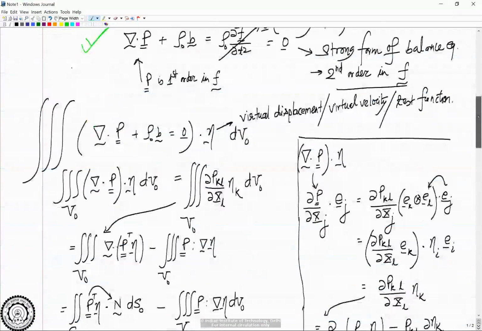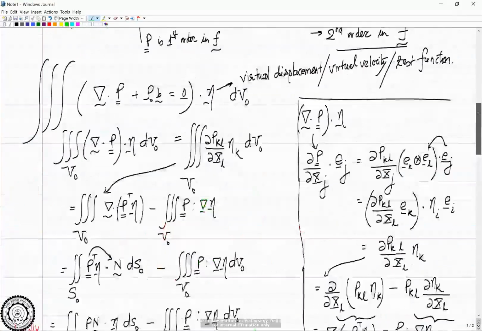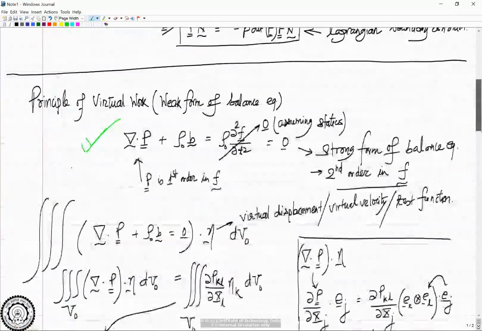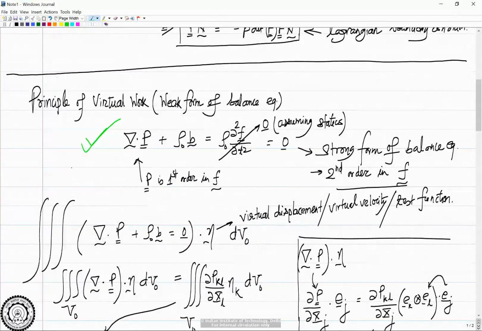Okay. So what is the motivation behind that? As I told you, we are going to derive what is called the principle of virtual work, or the weak form of balance equation. And why do we derive it? Because this is what is used in the finite element method for solving. It shows how multiplying by a virtual displacement and integrating will lead to the principle of virtual work physically.